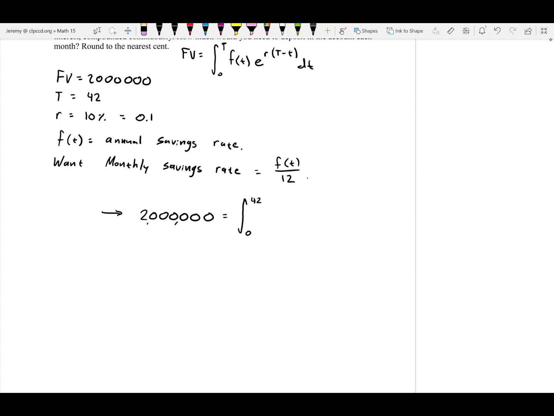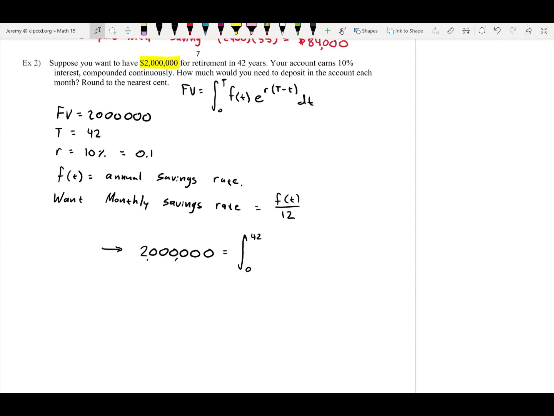of, and for f of t, this is going to be a constant rate. Like we're looking for just the constant amount that we'd want to deposit each month. So how about I just call f of t d? Okay, and that's just for the deposit, I guess. So I'm going to put a d right there, and that's what we'll be looking for in this problem. But everything else, e to the 0.1, and then 42 minus t dt.